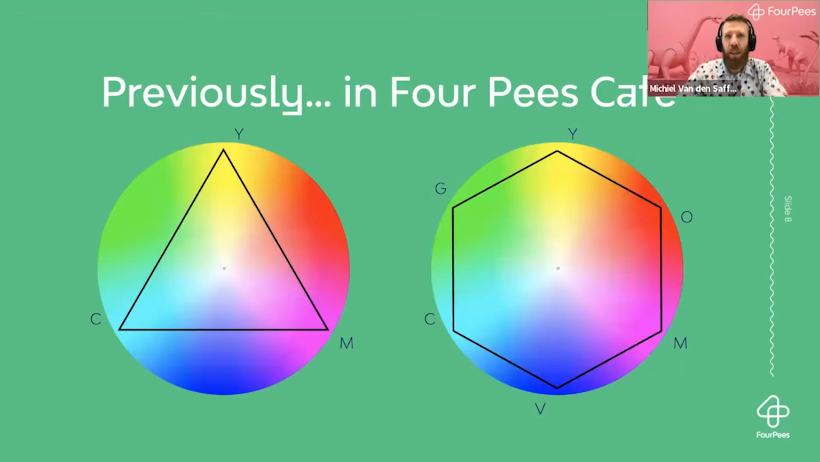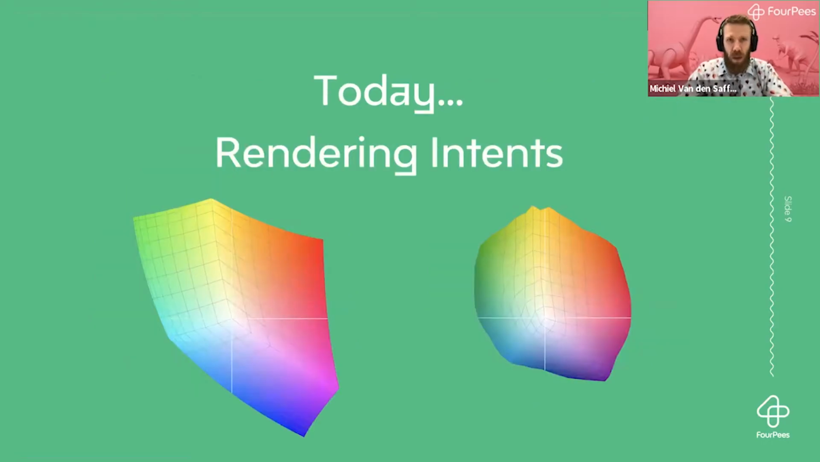And then the previous cafe, the most recent one that we did on color, was about expanded gamut and how having extra primaries in your color space can make colors that were not reachable before suddenly within gamut and have them available to you in your color production system. And now we have reached the fifth session, and today we are going to talk about rendering intents.